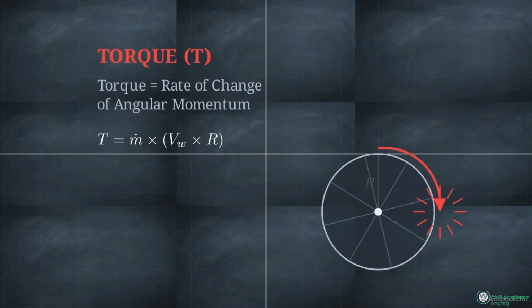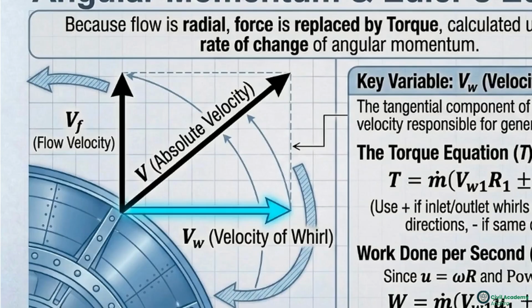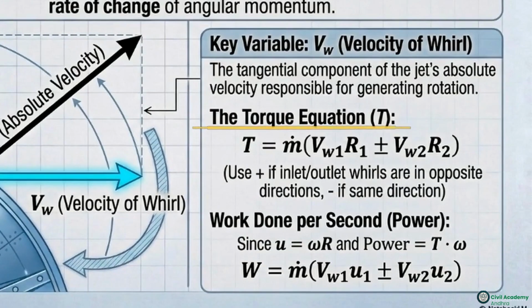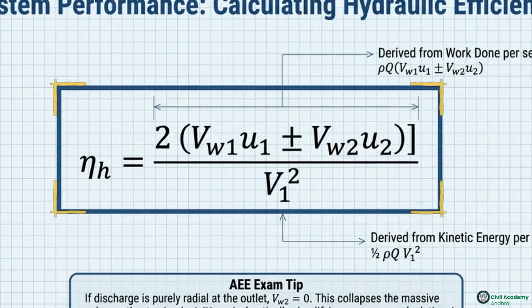This velocity triangle isolates a new variable, the velocity of whirl, the tangential component of the fluid's velocity responsible for generating rotation. Integrating this tangential component gives us Euler's equation for torque and the resulting formula for work done per second. This formula is used to determine the overall hydraulic efficiency of the system.